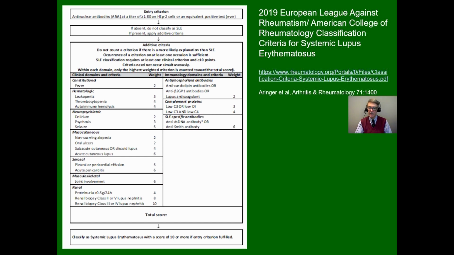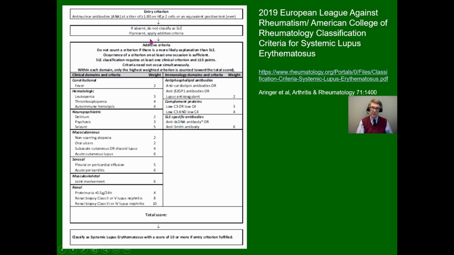And what makes this different from the previous criteria is, number one, there's an entry requirement. In order to be classified for study, they expect people to have an ANA. Again, the ANA is very sensitive, probably about 99% sensitive, and so they felt patients they excluded, at least for the studies, that did not have an ANA, that wasn't important for their studies.